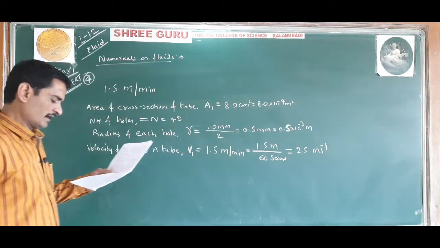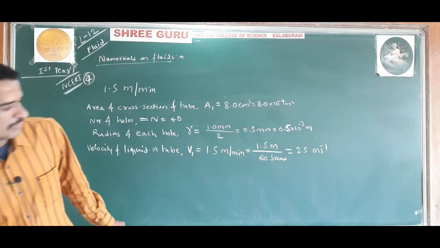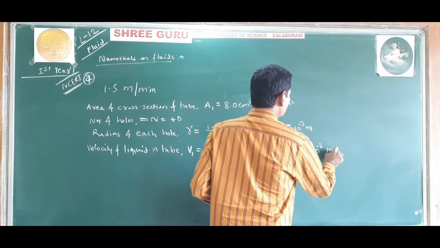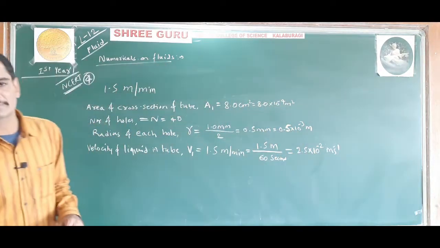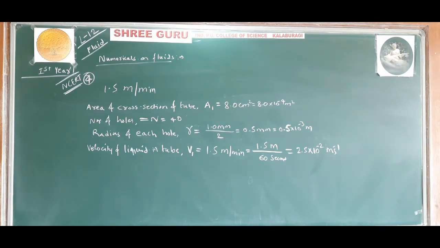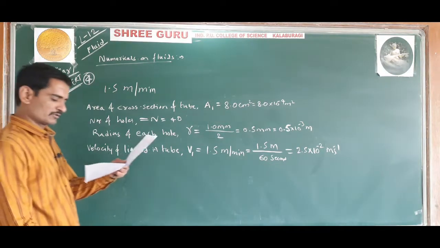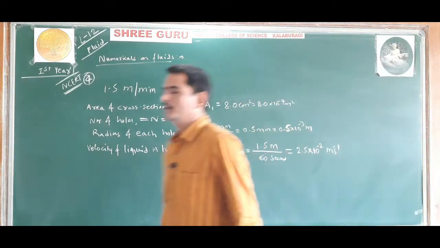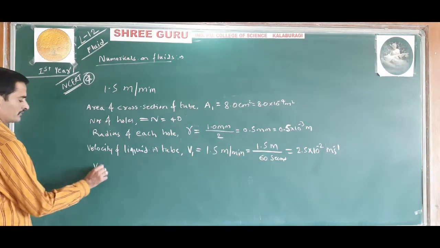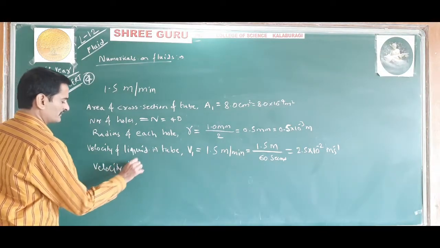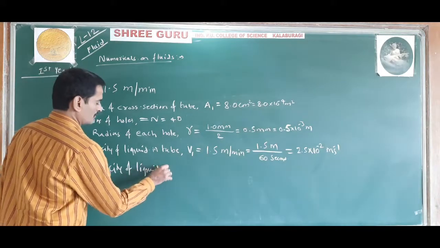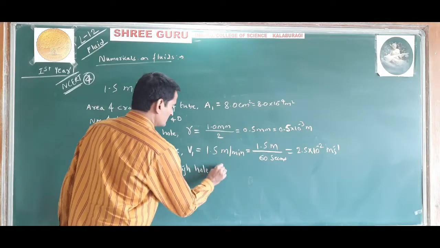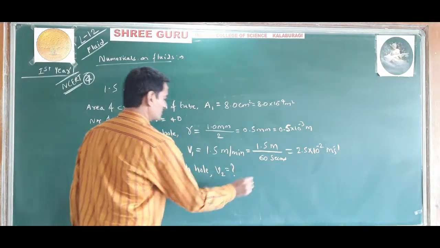It will become 2.5 into 10 to the power minus 2 meter per second. This will be the velocity of the liquid in the tube. And then what we have to calculate: what is the speed of ejection of liquid through the holes? The velocity of liquid through the holes is question mark. It is V2 is equal to question mark.